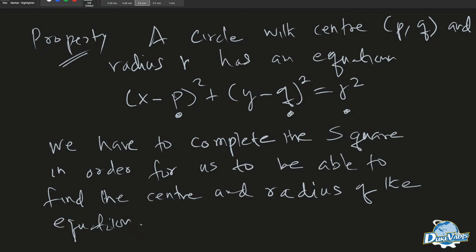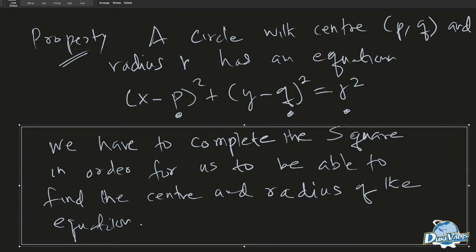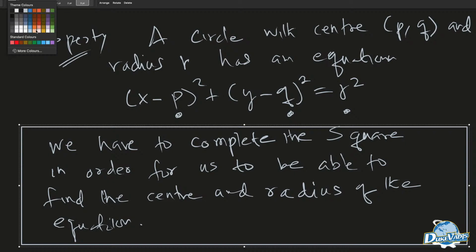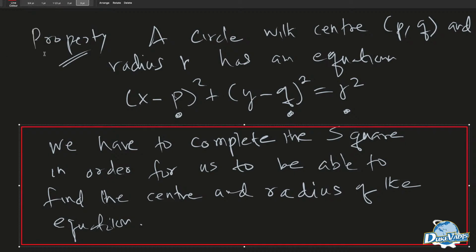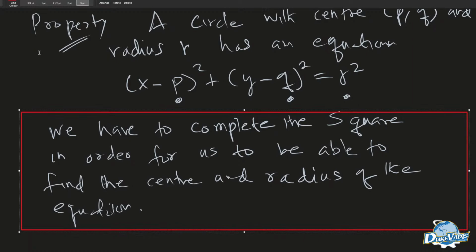So that is a big disclaimer. You see, here we need to really look at this. See, that's what it says. We have to complete the square in order for us to be able to find the center and the radius of the equation. Well, I think we got to go back and talk about this.